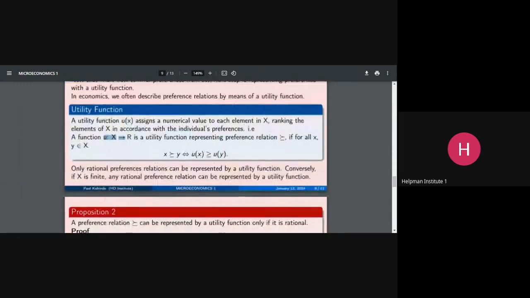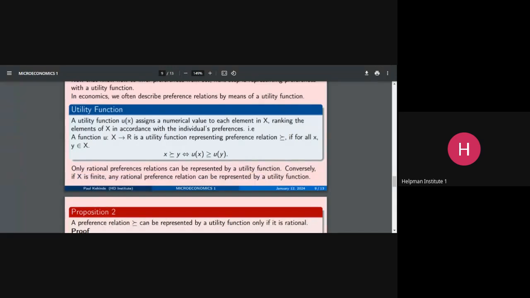So, like I said here, only a rational preference can be represented by a utility function. But we can do the converse, not only for a preference set: a set that is finite can also be represented by a utility function.